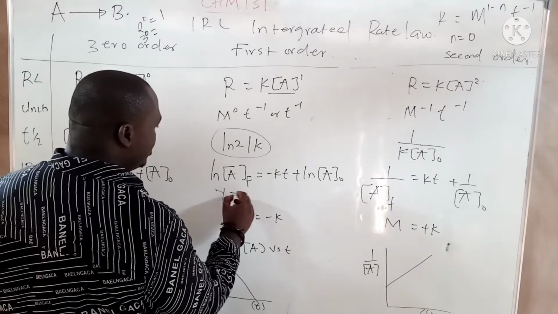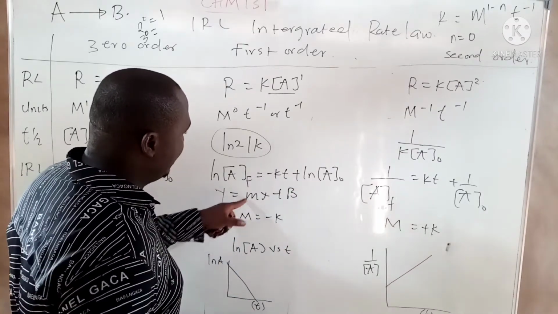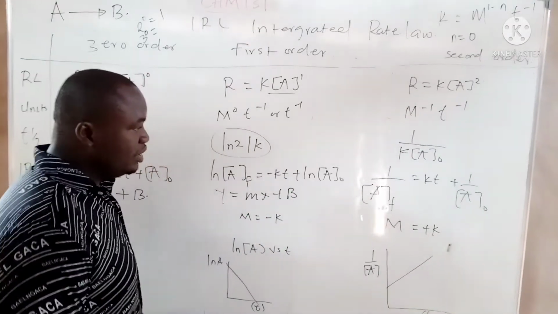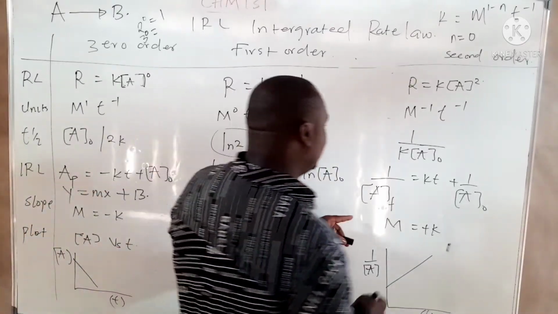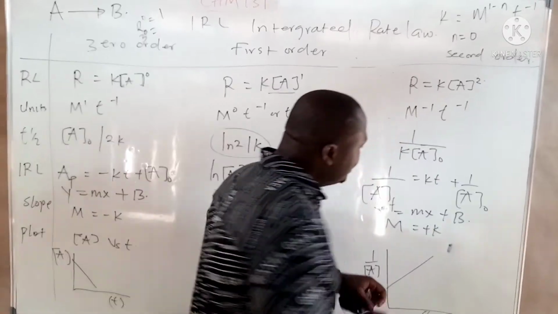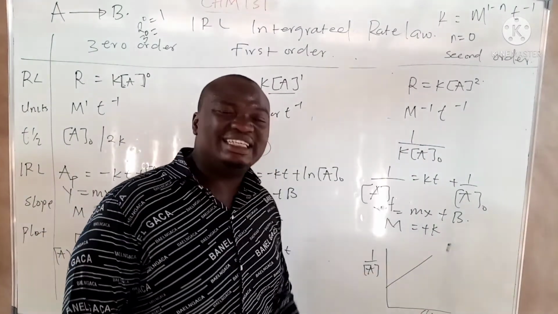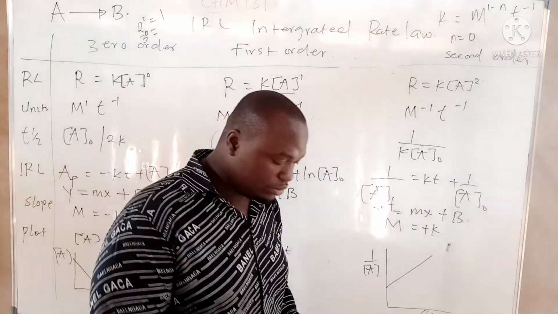The same thing is here. If you apply y is equal to mx plus b, you will see that the slope, that m, is minus k. Now, if you plot the same thing here, y is equal to mx plus b, you will see that this is not minus. The slope for second order is plus k. That is an examination question.